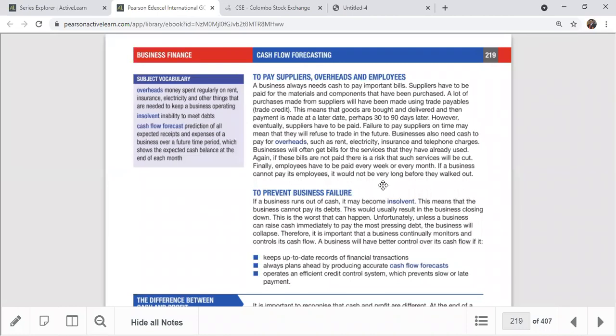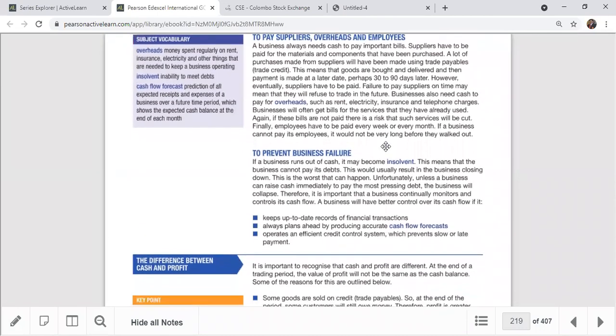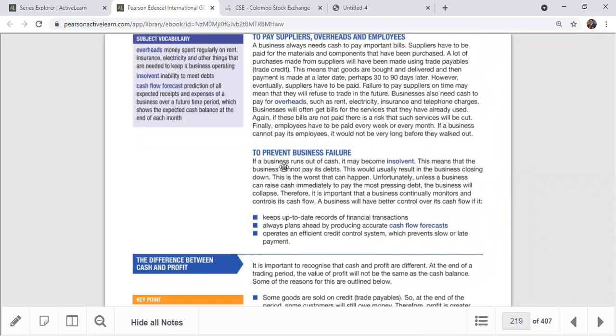And the other thing is to prevent business failure. Preventing business failure means the business runs out of cash and becomes insolvent. This word is very important, understand. Insolvent means inability to meet your debts. Another term we call it is bankruptcy, right? It is the inability to pay our debts.